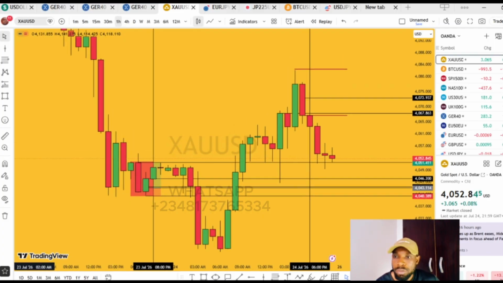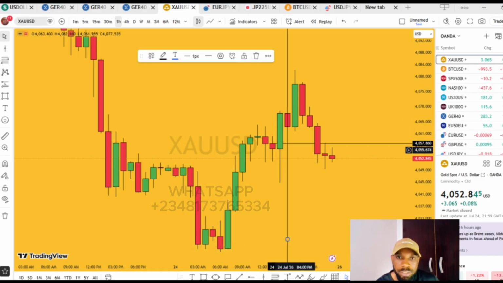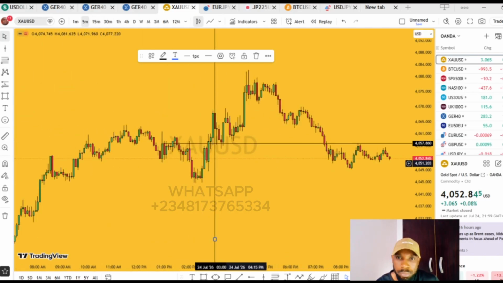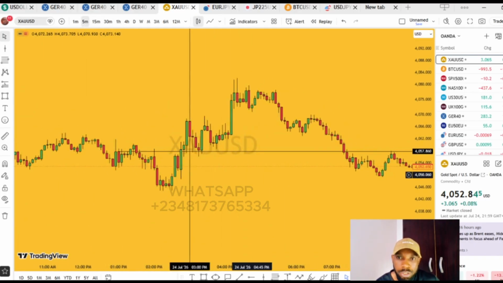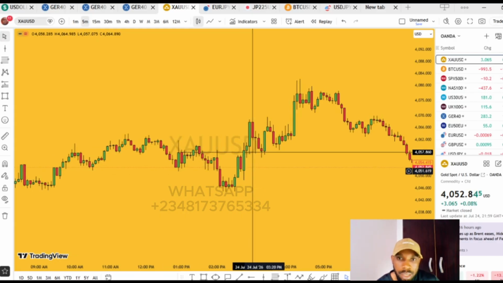Okay, let me delete all of this so we don't get confused. So there is a pin bar there, there's a breakout, right? And then price returns. So let's see a smaller time frame and what the price did when it came back.